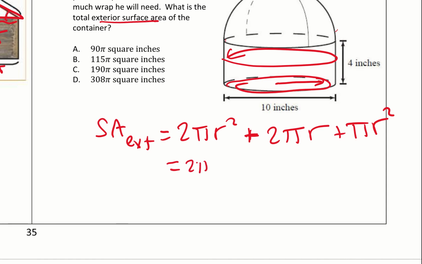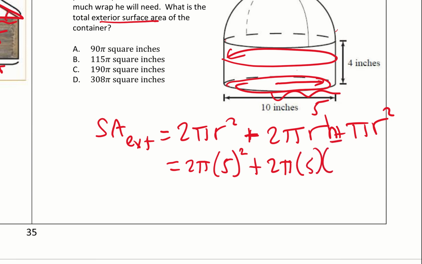So we've got 2 pi. We know the radius is 5 because it's half of the diameter, which is 10. So we have 2 pi times 5 squared plus 2 pi. Oh, this should be an h here. It's 2 pi r times h. Sorry about that. So it's 2 pi times 5 times h, which is 4, and then plus pi times 5 squared. When we calculate that, we get 115 pi.